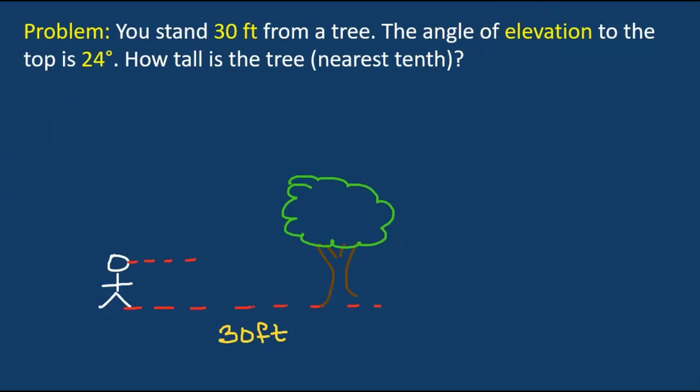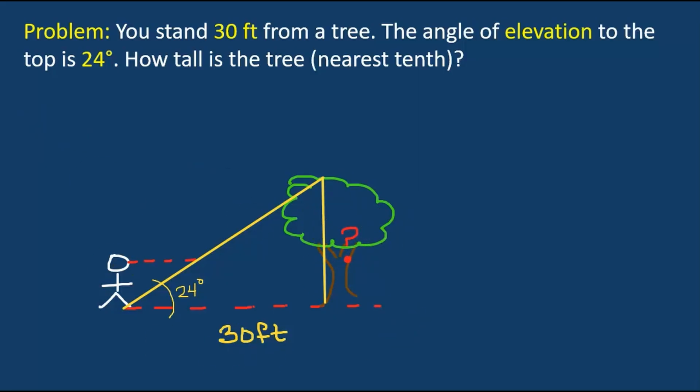This says the angle of elevation. So I know that we're going up from here to the top of the tree, and it says it is 24 degrees. Remember that this is our angle of elevation. Think about it as a ramp. And that means that we are trying to figure out what the height of the tree is right here.